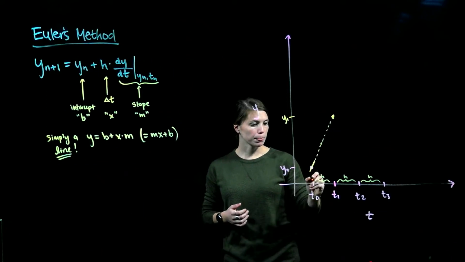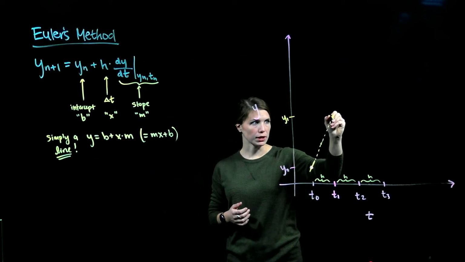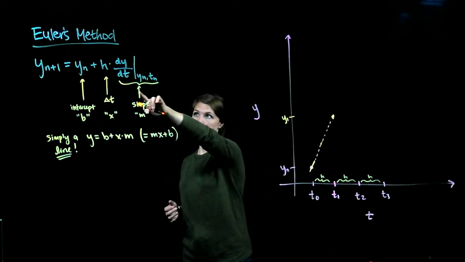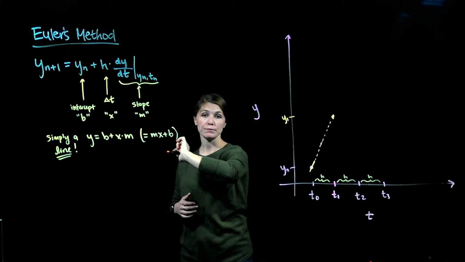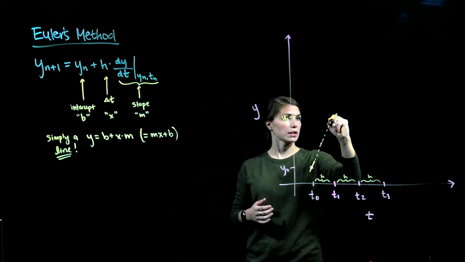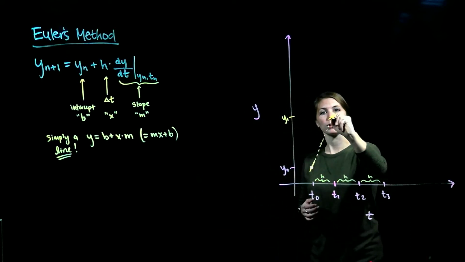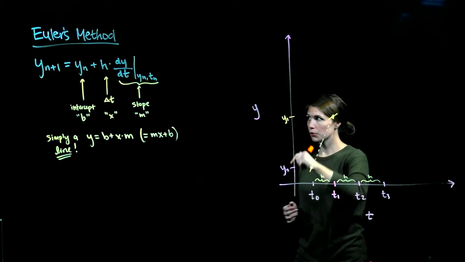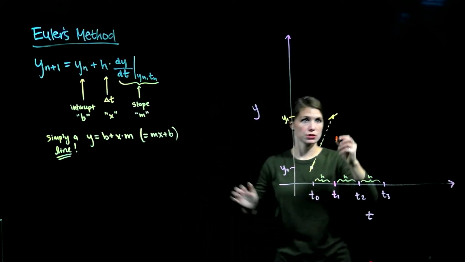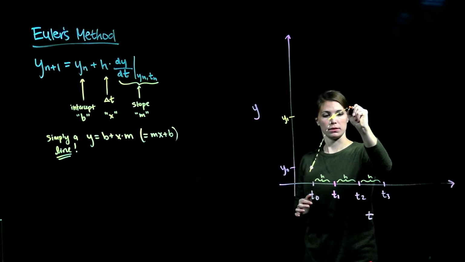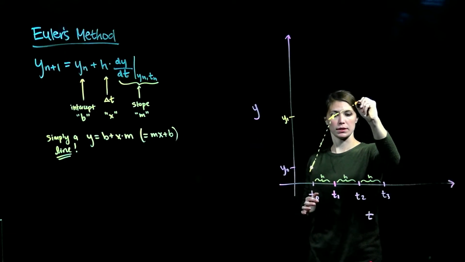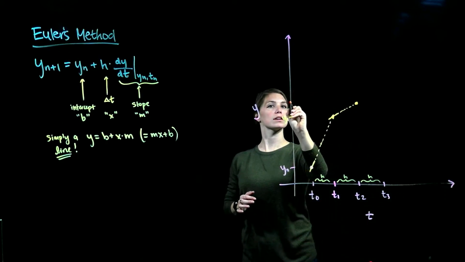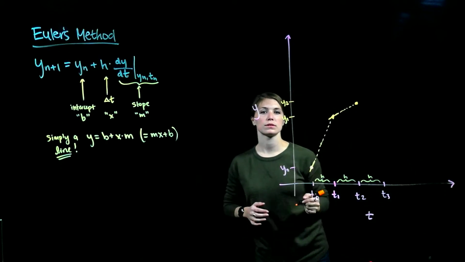Okay, so now we've gone h out, t1, we got to y1. Now we get a new slope, right? So we look here, calculate dy dt now at y1, t1. So we might get something different. We might get something like this. Okay. Now we construct a new line. We use this slope. We use t1 and y1. Okay, so we're using y1 plus h. Okay. Using that slope, and we might go out to t2. Okay, so t2 now tells us where y2 is.